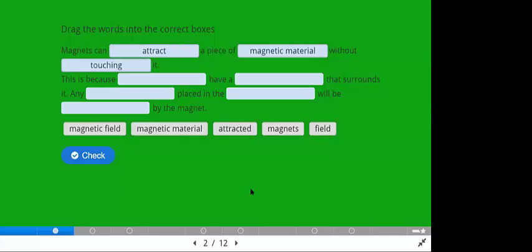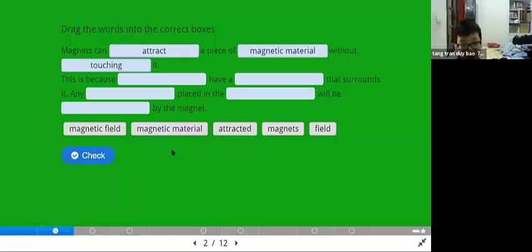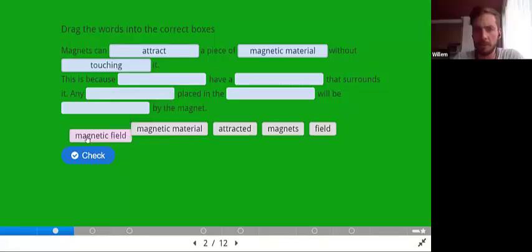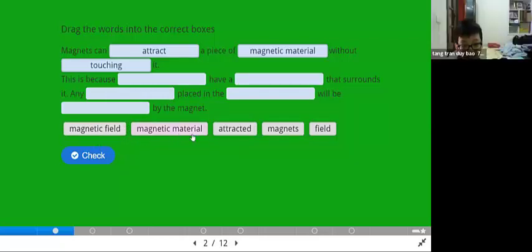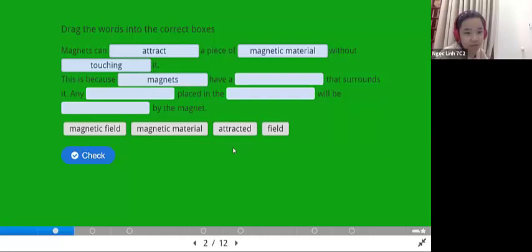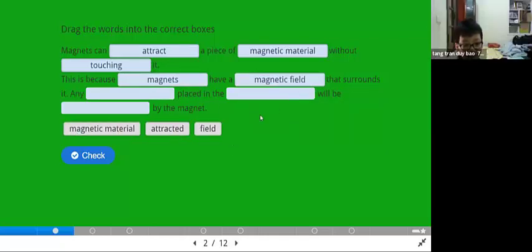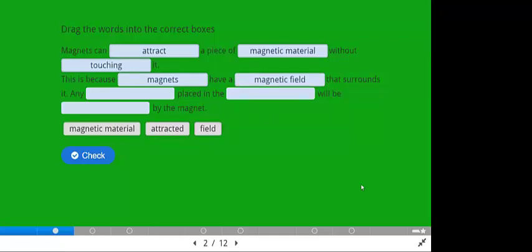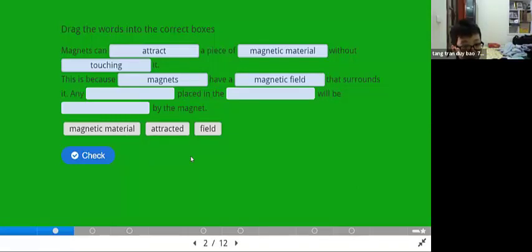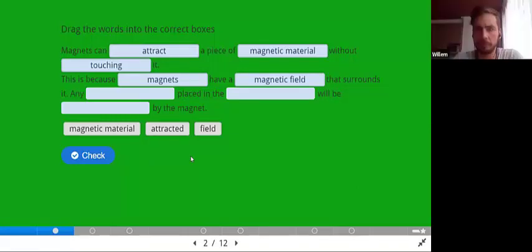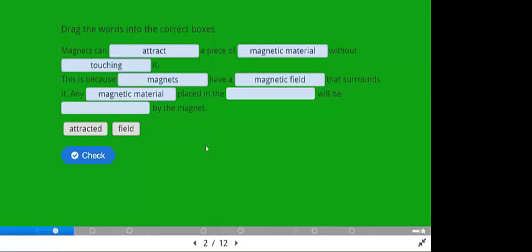It's because a magnet has a magnetic field that surrounds it. Okay, this is because magnets have a magnetic field that surrounds it. Any magnetic material placed in the field will be attracted by the magnet. Okay, does this make sense?